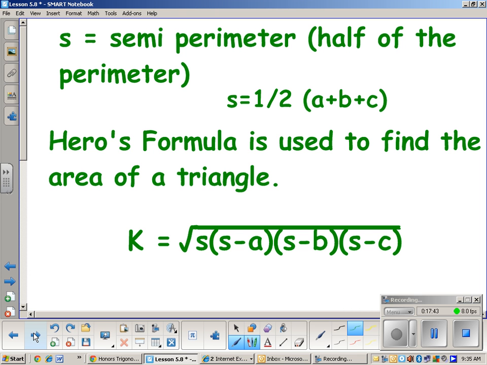Hero's formula is a great way to find the area of a triangle if you know the lengths of the three sides. Do you agree with that, Garrett? Okay, you might agree with it better if you have it written down.